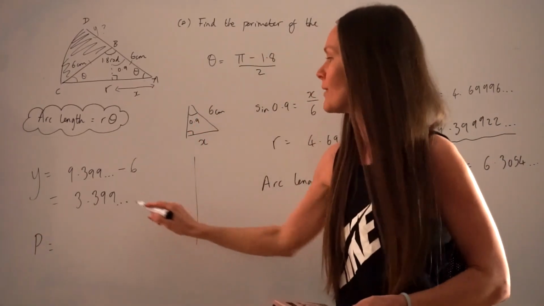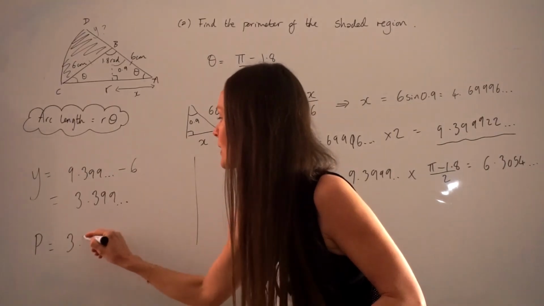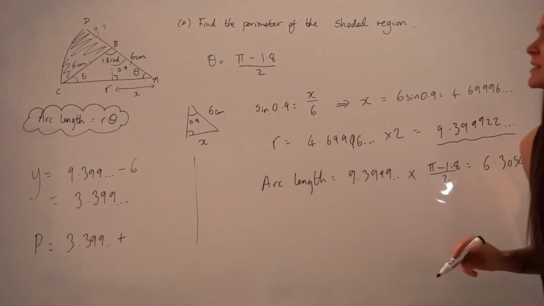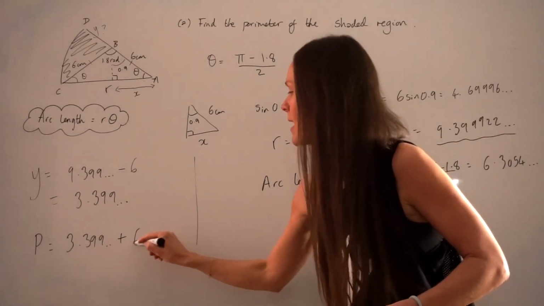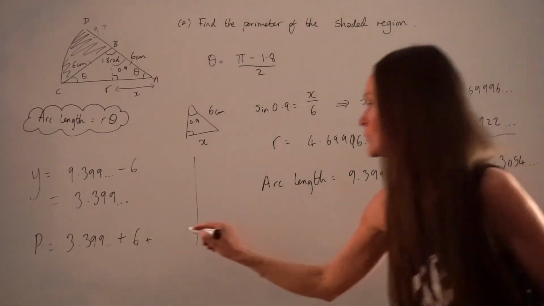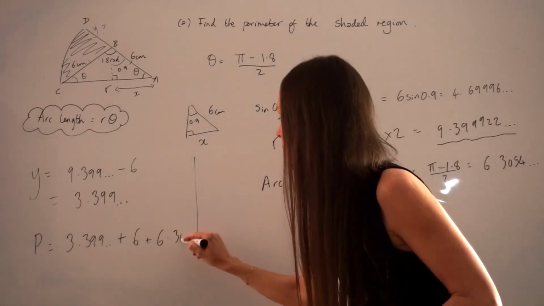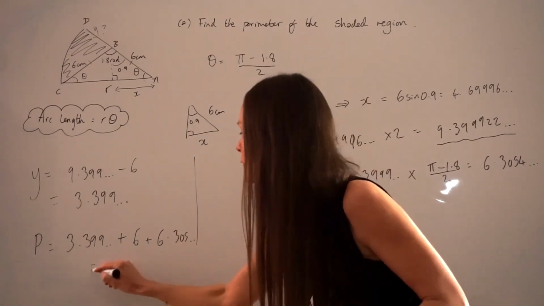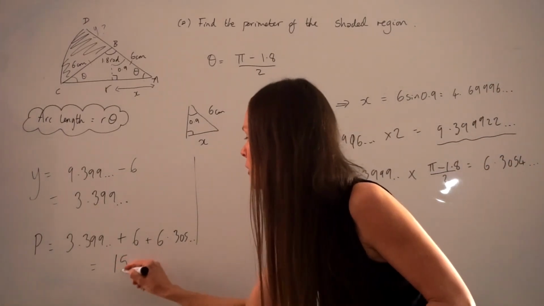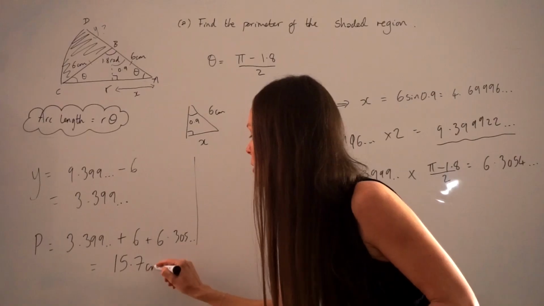Okay, so now we have to add the 3 edges together to work out the perimeter. So we've got our value of y here, 3.399 and so on. Then we have to add 6 centimeters, and then we have to add the arc length here, 6.305. Okay, so when you put all of that into the calculator and round to 3 significant figures, you should hopefully find it comes to 15.7 centimeters.